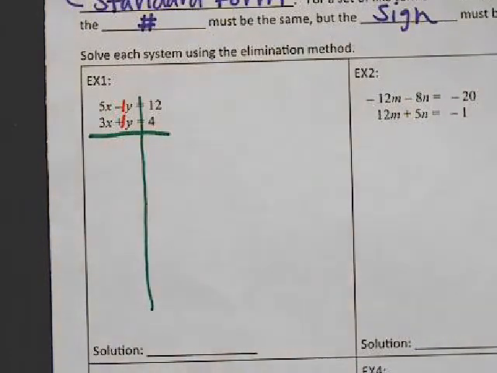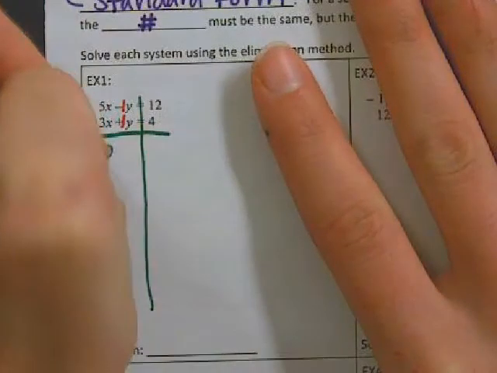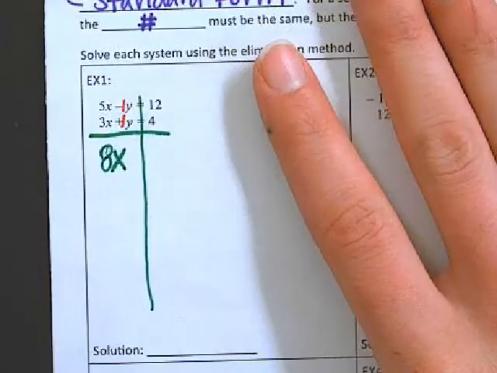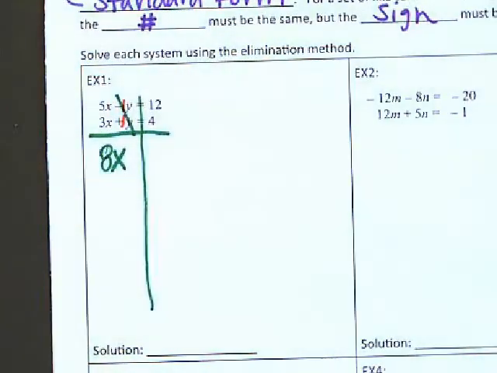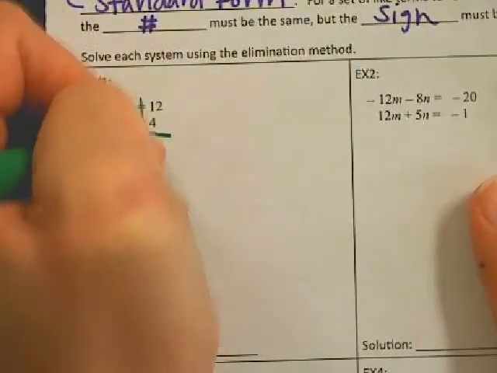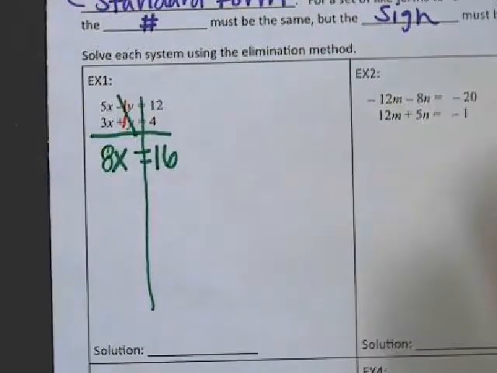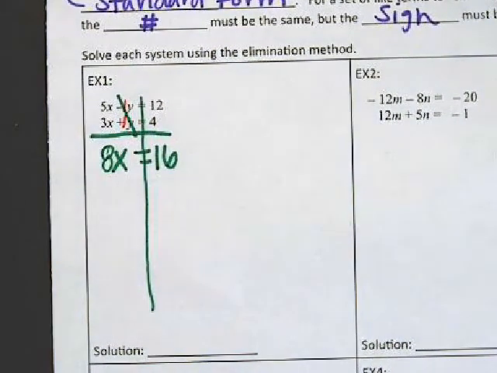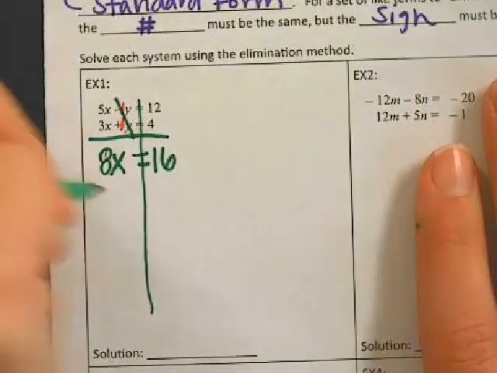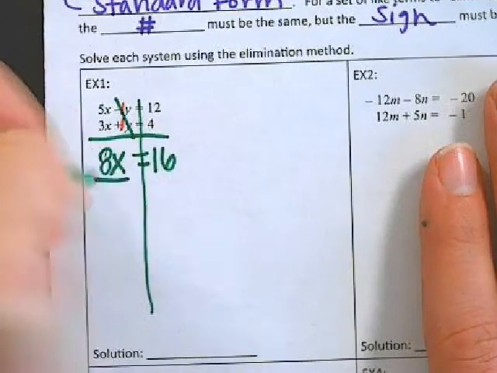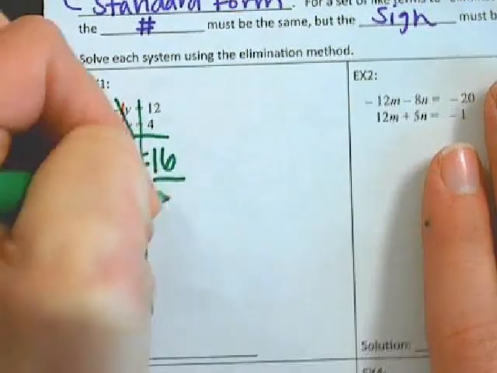All right, what is 5x and 3x? 8x. Negative 1 plus 1? 0. Cross them out because they eliminate. What is 12 and 4? 16. We're combining like terms. Now I only have an x in my problem because I eliminated the y. So when we only have an x, I'm solving for x. How do I get x by itself? Divide by 8. Good. 8 and x are touching. That means that they're multiplying. I need to divide.